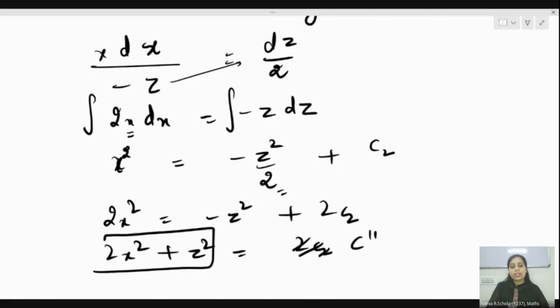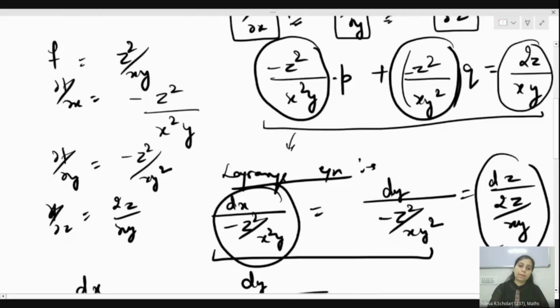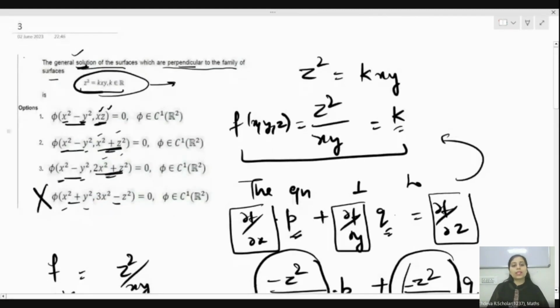So we get the another family as 2x square plus z square. So we can see the expression 2x square plus z square in the third option. So the option number third is correct. The remaining two are also incorrect. So the final answer is the third option.